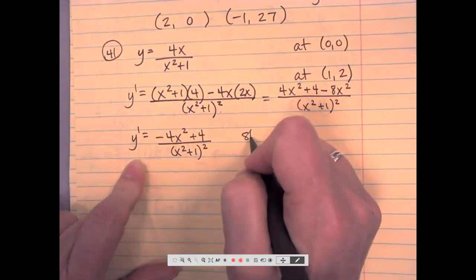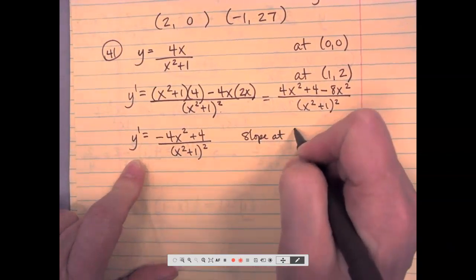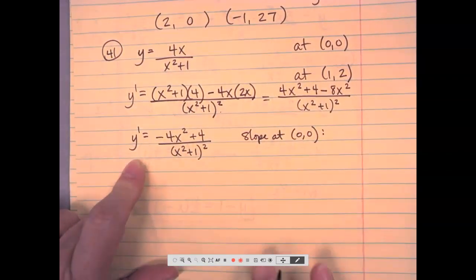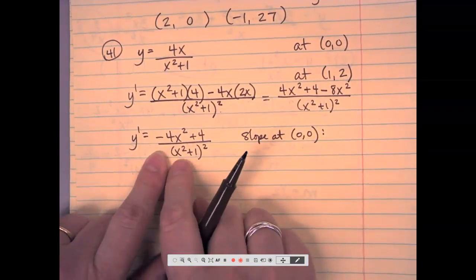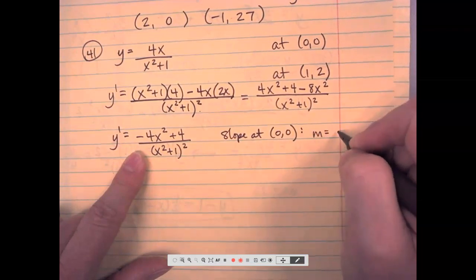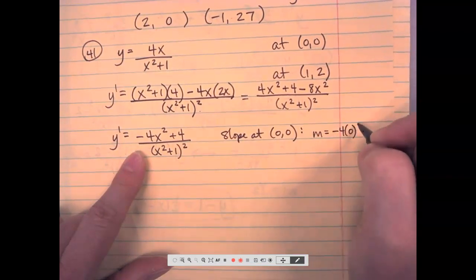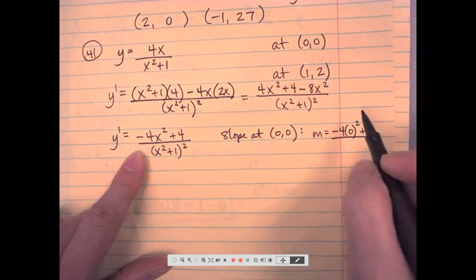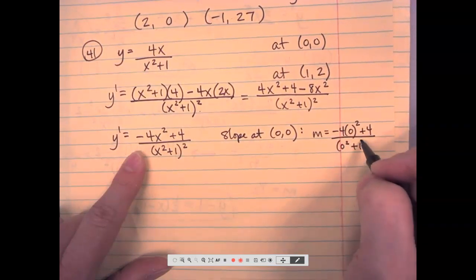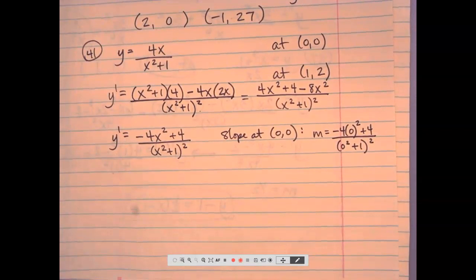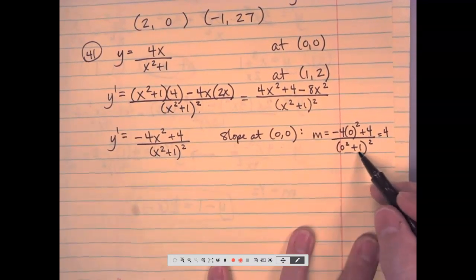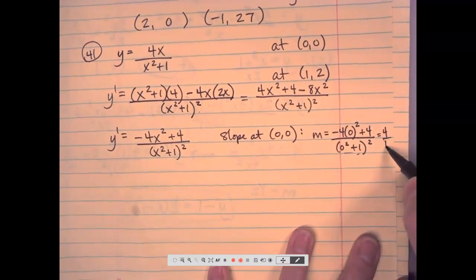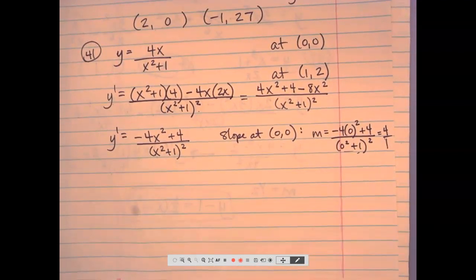Well, I want to find the slope at (0, 0). So in order to find that, I'm going to just sub in that x coordinate of 0 into this. Negative 4 times 0 squared plus 4 over 0 squared plus 1 quantity squared. That whole term there is 0, so I end up with 4. That's just 1. 1 squared is still 1, so my slope is 4.